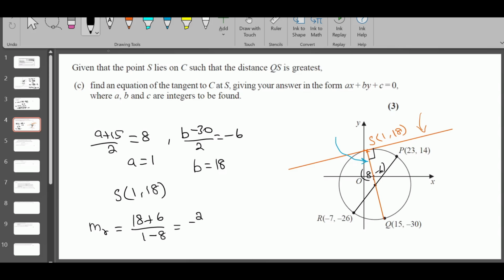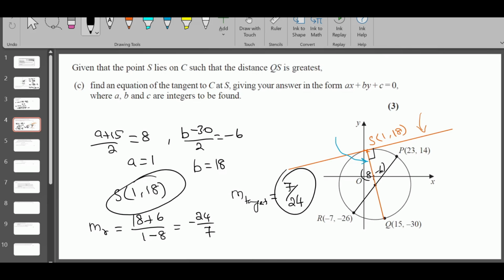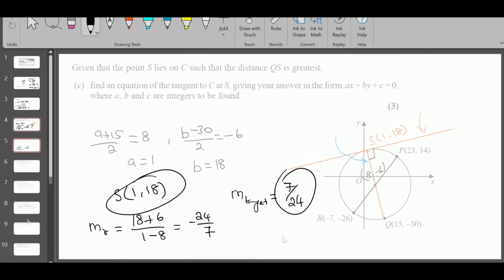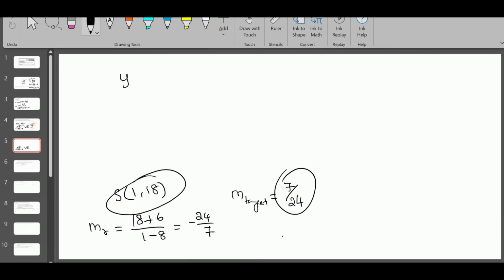7 minus 24 over 7. Therefore, the slope of the tangent, that's a perpendicular line, you need to take the negative reciprocal, 7 over 24. So we have a slope, we have a point, we can find the equation already. So the equation is y minus y1, where x1, y1 is this point, equals slope times x minus x1.